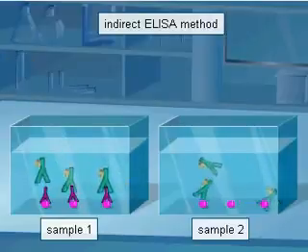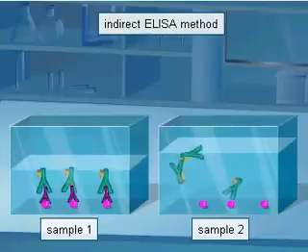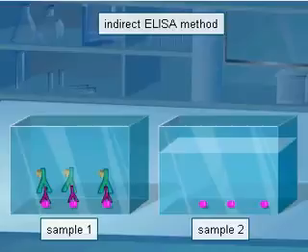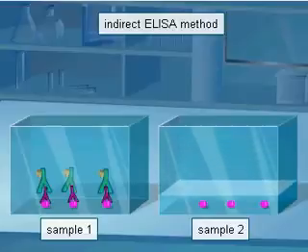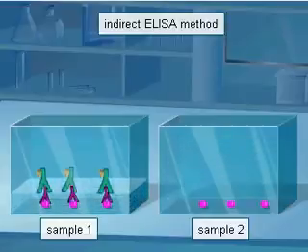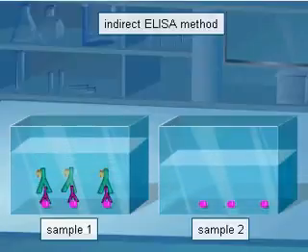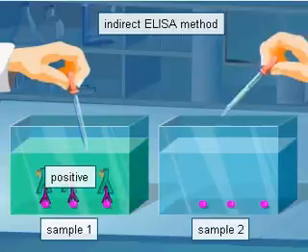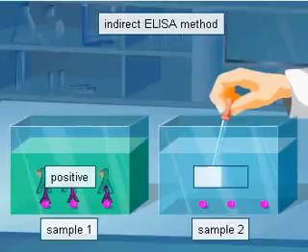If the antibody was present in the sample, it will be bound to the absorbed antigen, and the enzyme-conjugated antibody will bind to this complex. The sample is again rinsed to remove any unbound antibodies. The substrate for the enzyme is now added. A color change indicates that sample 1 contains antibodies that react against the original antigen, a positive test result.